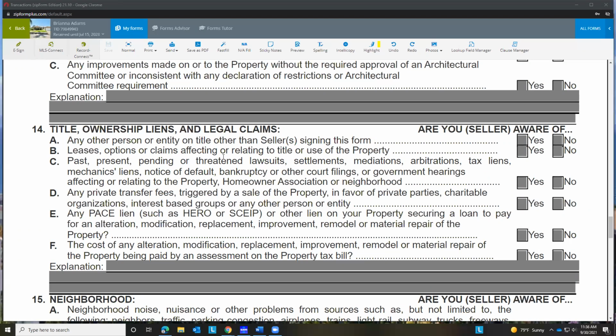Leases, options, or claims affecting or relating to title or use of the property. Past, present, pending, or threatened lawsuits, settlements, mediations, arbitrations, tax liens, mechanics liens, notice of default, bankruptcy, or other court filings or government hearings affecting or relating to the property, homeowner association, or neighborhood. If you're in a condo and somebody's doing it, the answer would be yes here. Okay.